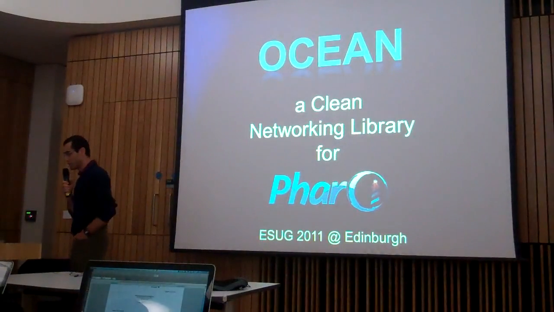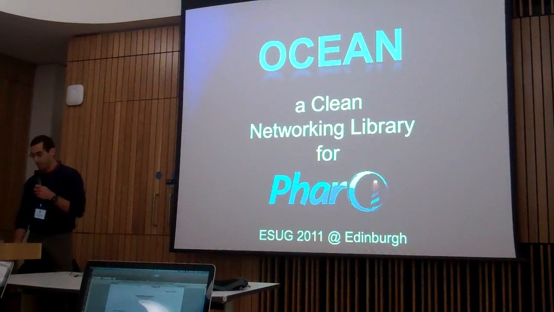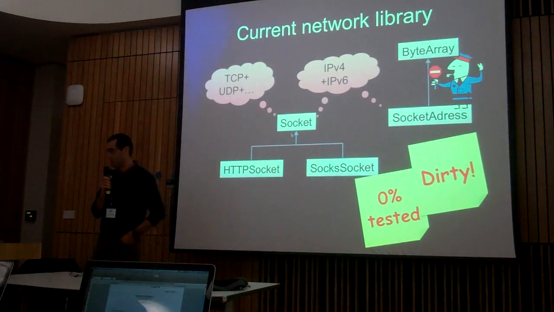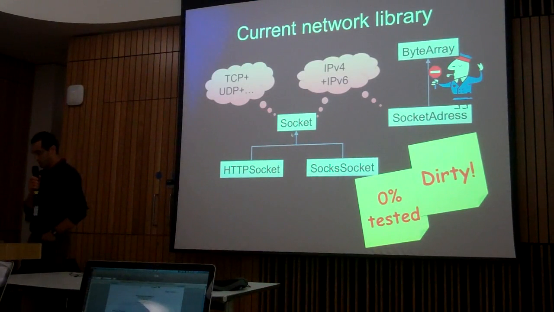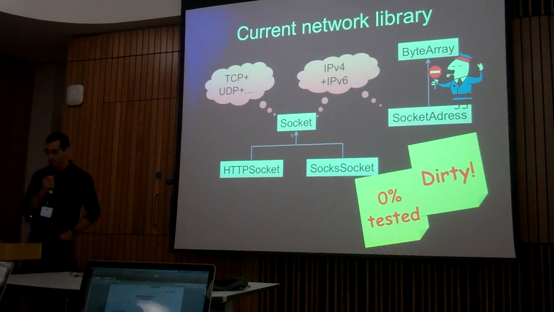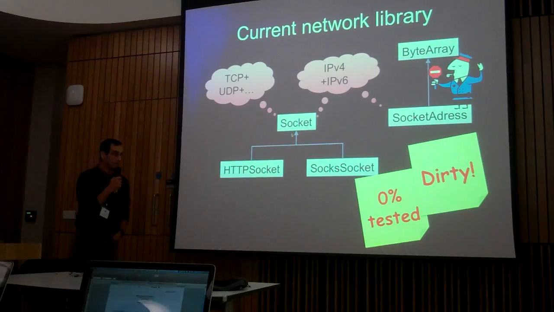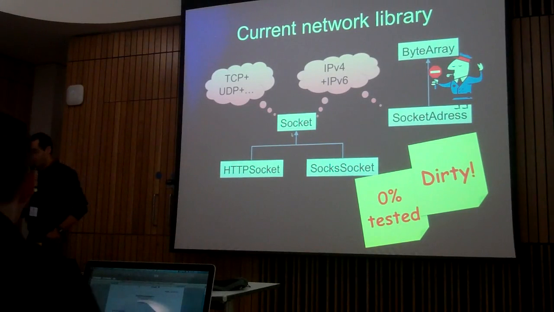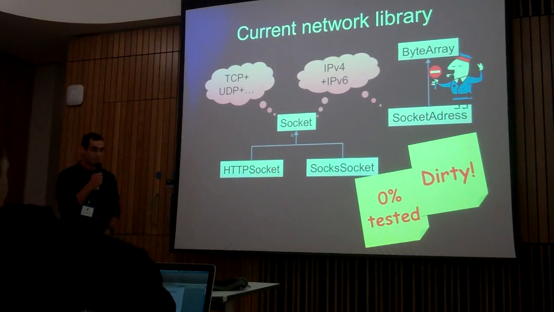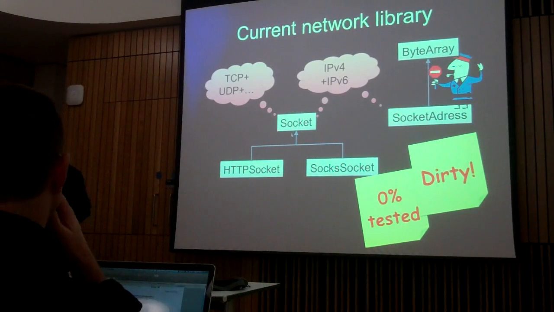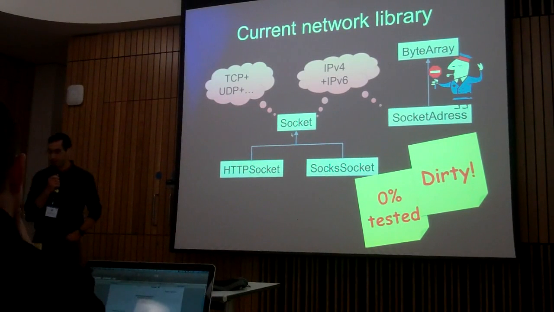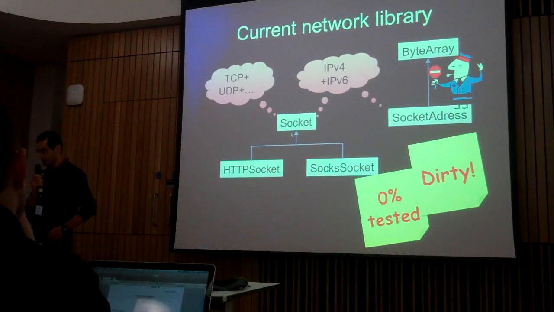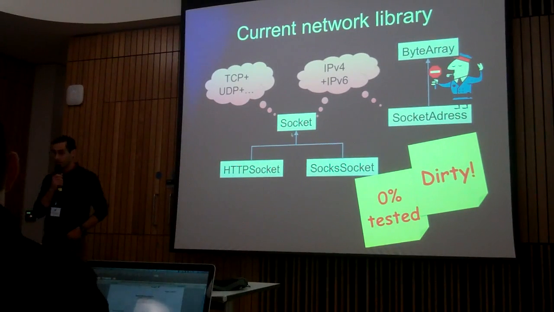More than a year ago, we decided to clean up the network library. In our different experimental work with Spur and Pharo, we were unhappy with the network library, and we got stuck with it several times. One of the reasons is that it is quite dirty, and there were 0% tests. That was 10 weeks ago. We have more tests so far, but not that many, and we are still unhappy with it.